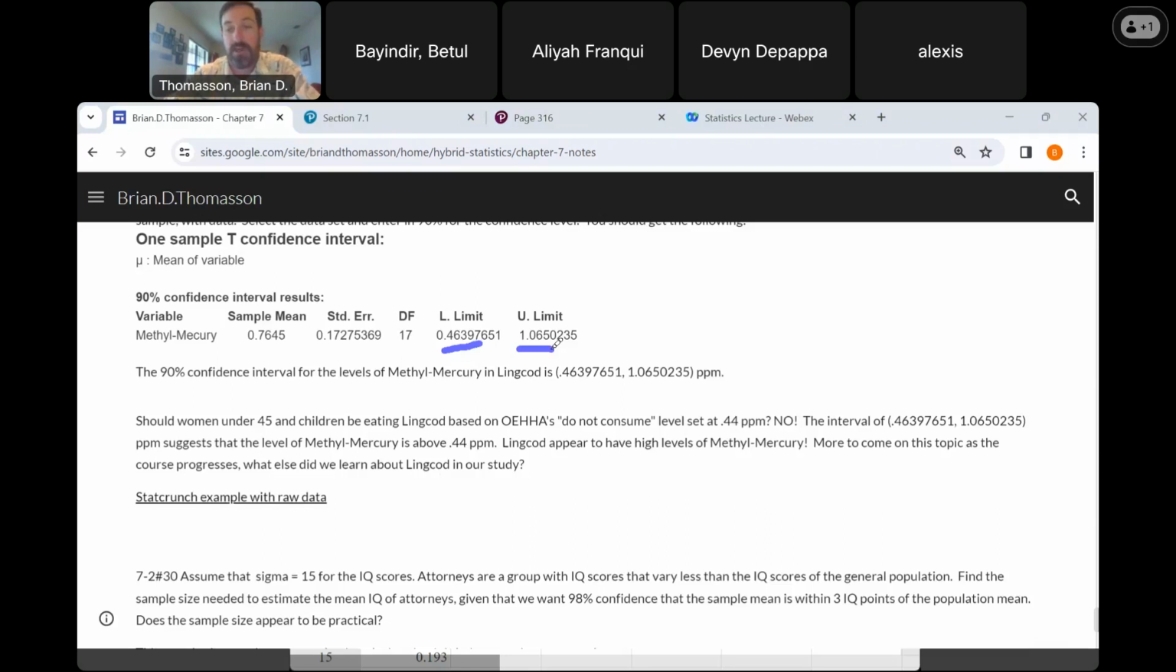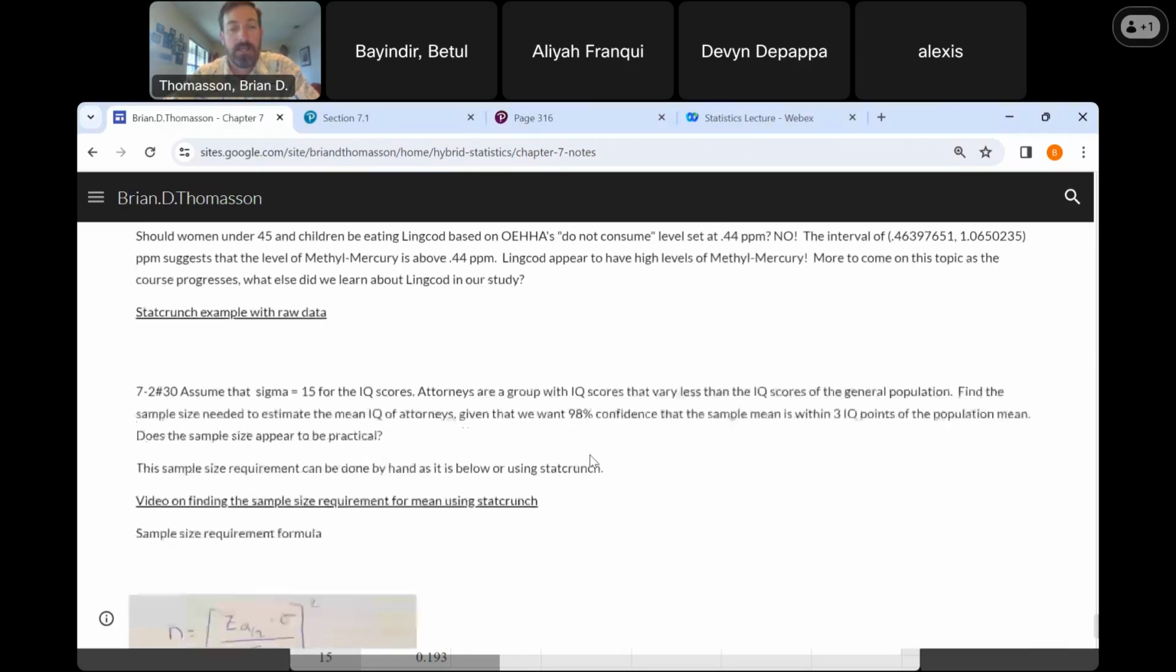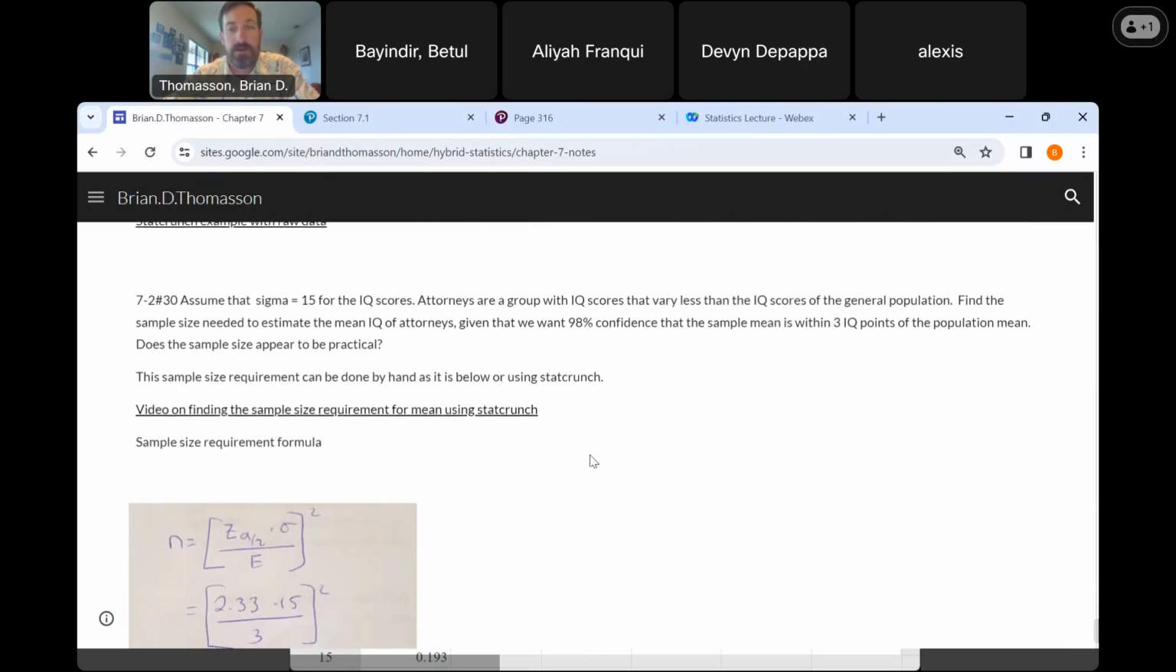I obviously learned that these Lingcod are not going to be brought home to my woman or my child. So I think that's good information. Okay. All right.